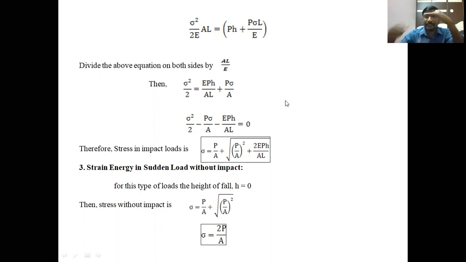For gradual load, the stress formula is P by A. For sudden load with impact, we use this equation to calculate the stress, and for sudden load without impact, the formula is 2P by A. So 2 times the stress produced in the gradual load is equal to the stress produced in the member due to sudden load without impact. These are the stresses induced in the 3 cases of loads: gradual load, sudden load with impact, and sudden load without impact. These are the 3 cases where we can easily solve the strain energy stored in the body by calculating the stresses. Clear, students?